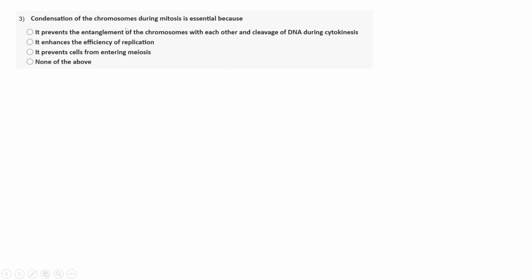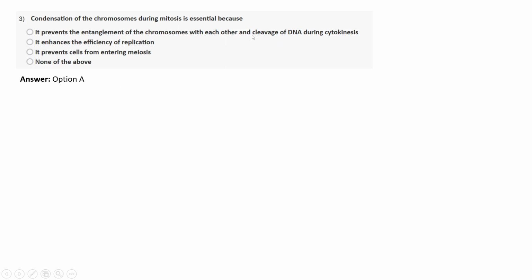Condensation is essential because it prevents the entanglement of chromosomes with each other and cleavage of DNA during cytokinesis. It enhances the efficiency of replication. It prevents cells from entering meiosis. So what will be the correct option for this? It prevents the entanglement of chromosomes with each other, the condensation, the cleavage during the cytokinesis.